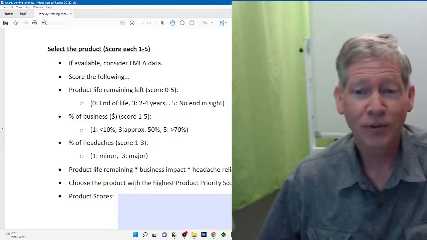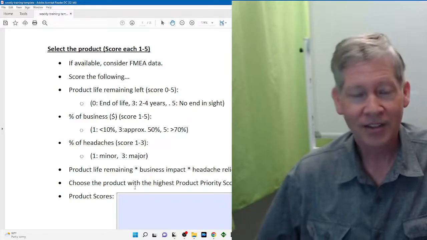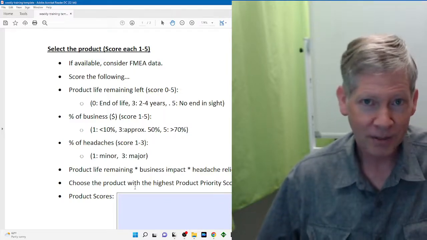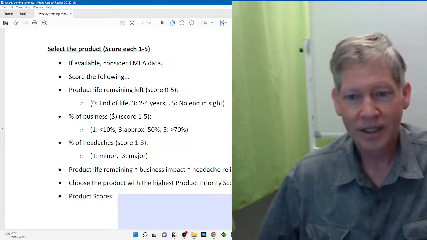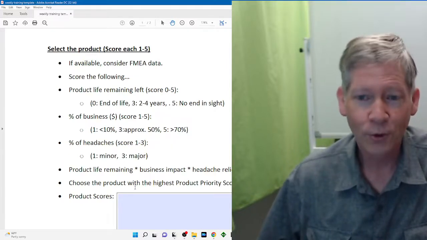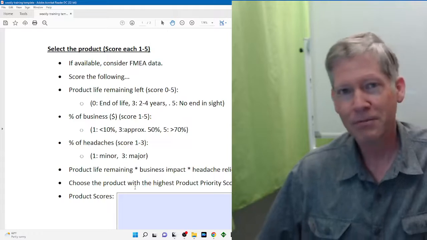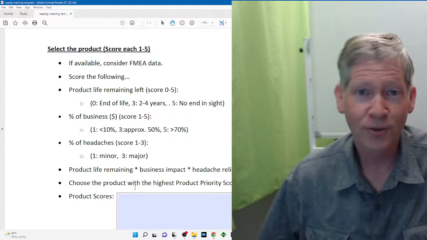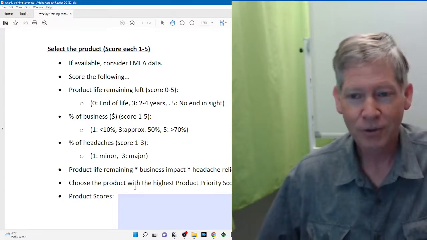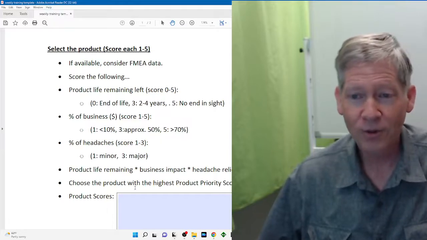I look at the product life remaining. Is it at the end of life, meaning they're not going to be selling anymore, which would be a 0 score, all the way up to you're going to be selling this product for as long as you can see, which would be a 5. So the first one would be scored 0 to 5.